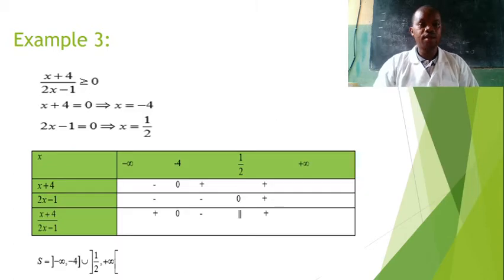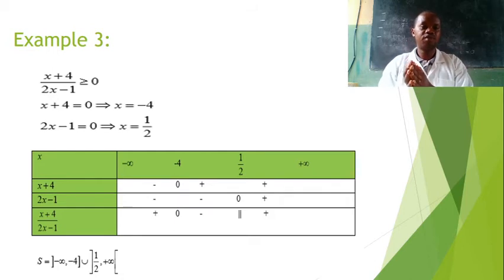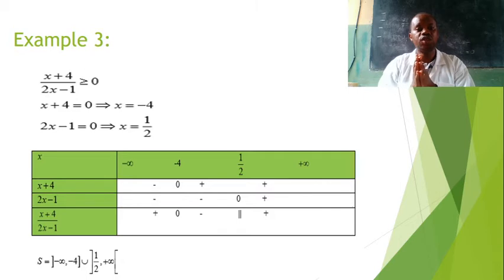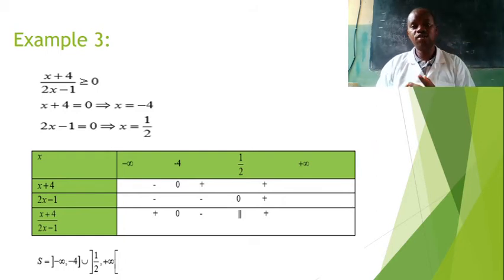Thank you. We have another example which is different from the two first. Now we are given the inequality, which is looking like x plus 4 over 2x minus 1. This is not a quadratic inequality, but we cannot skip this kind of example because most of the time it is challenging.